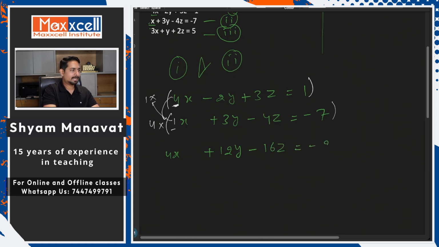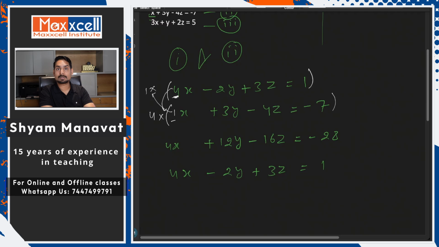Okay. And the first equation, let me write as it is, that is 4x minus 2y plus 3z equal to 1 as it is. Okay. Now, because the coefficient are same and sign is also same, you have to change the sign. So plus 4 will become minus. This minus term become plus. This negative term, plus term become negative. And here we have positive term will become negative.